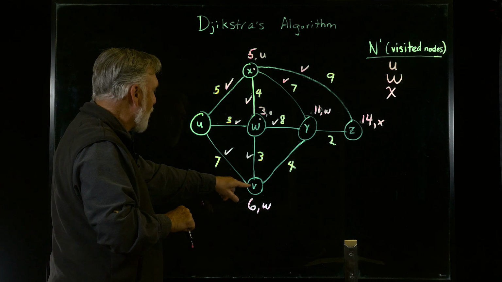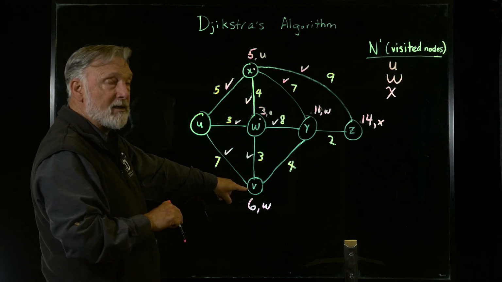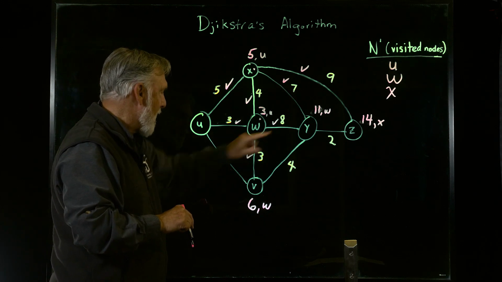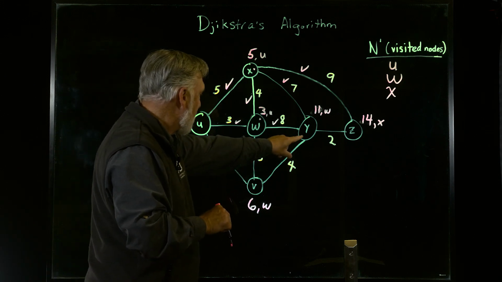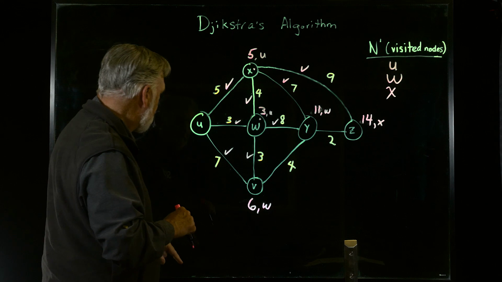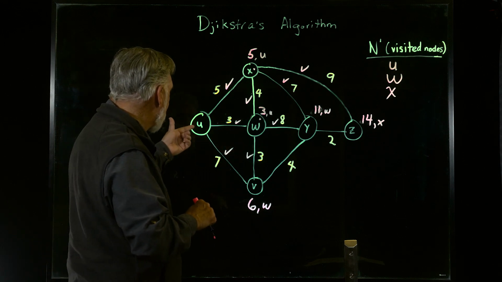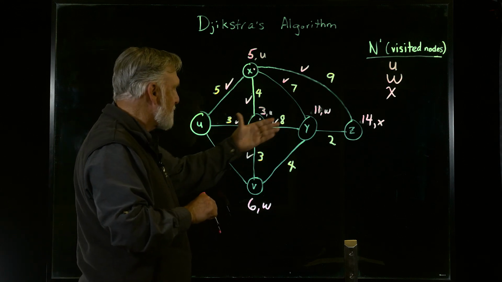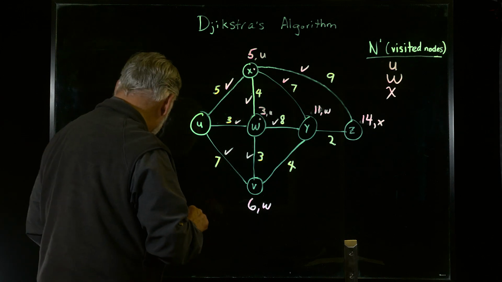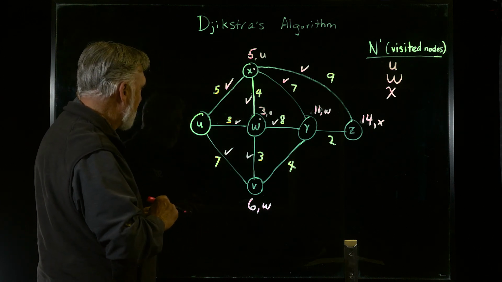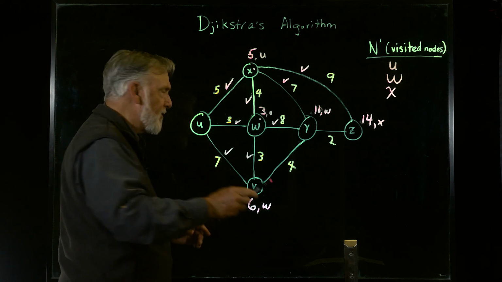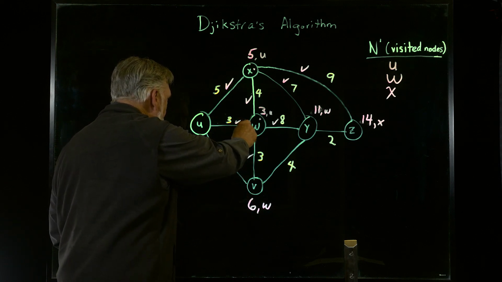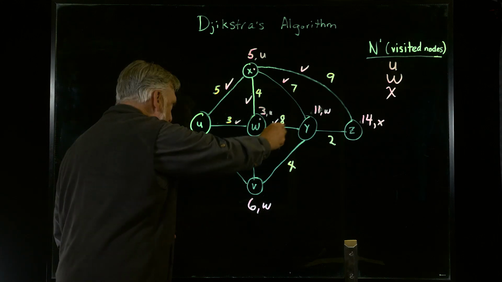So the unexplored path from V is V to Y. By going through V, the cost to Y is 11. It's the same as the cost by going through W. So we don't need to change anything. Oh, wait a minute, we have a problem here. We haven't checked one thing. We haven't checked the path by going from U to W to V to Y.